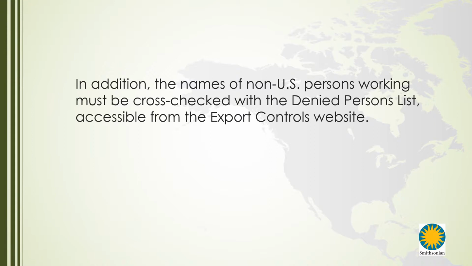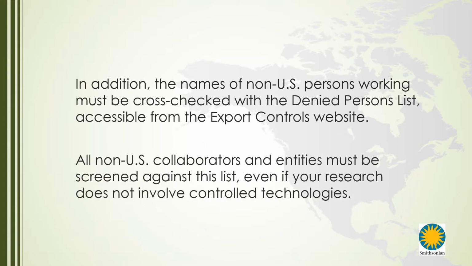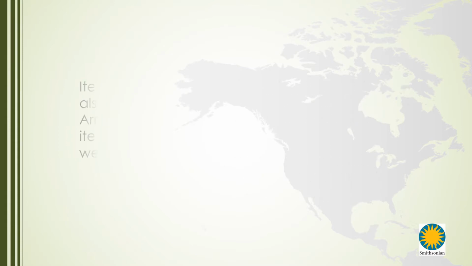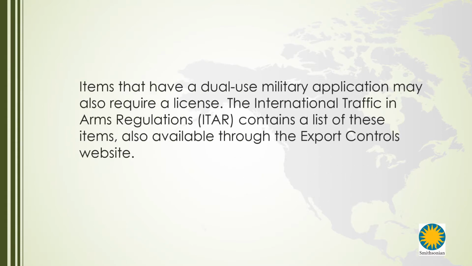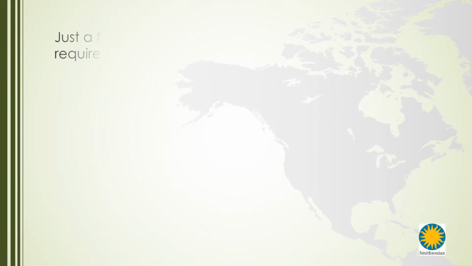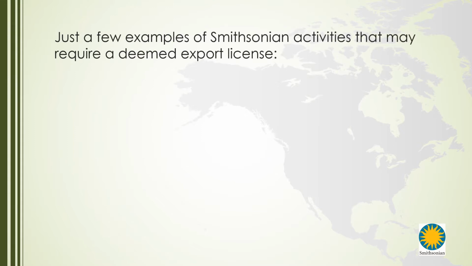In addition, the names of non-U.S. persons working must be cross-checked with the Denied Persons List, accessible from the Export Controls website. All non-U.S. collaborators and entities must be screened against this list, even if your research does not involve controlled technologies. Items that have a dual-use military application may also require a license. The International Traffic in Arms Regulations, or ITAR, contains a list of these items, also available through the Export Controls website.